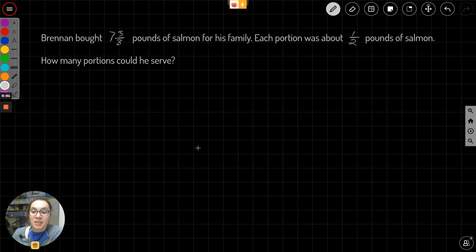This is lesson 5.7, example 2. Brennan bought 7 3/8 pounds of salmon for his family. Each portion was about 1/2 pound of salmon. How many portions could he serve?